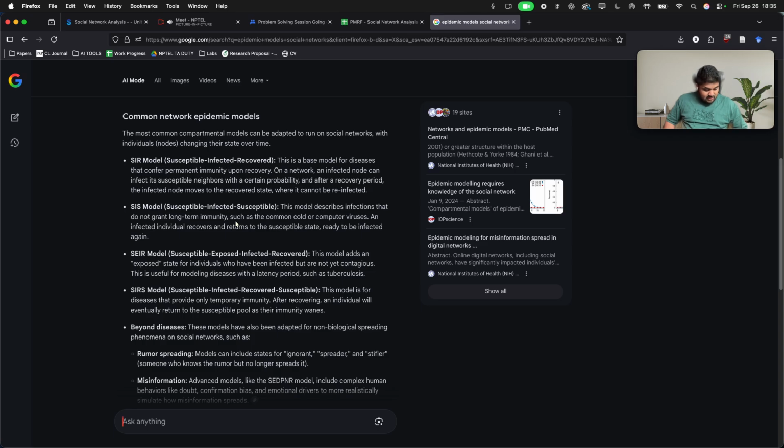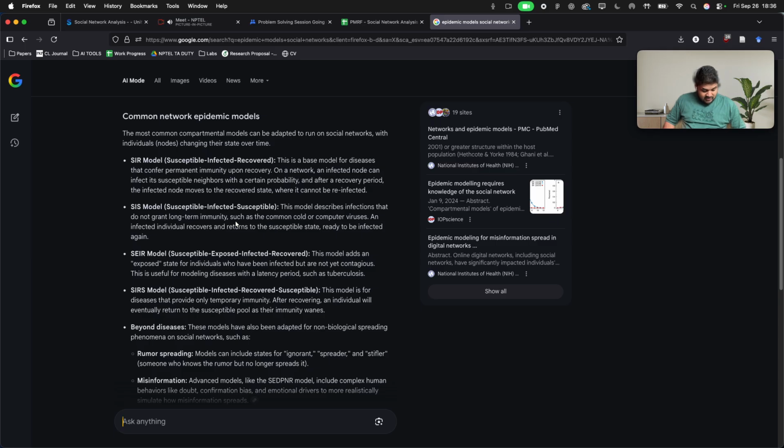The next model of disease modeling is SEIR, where we add an exposed state. What is exposed? You are exposed to the virus, you are ill, but you are not contagious.